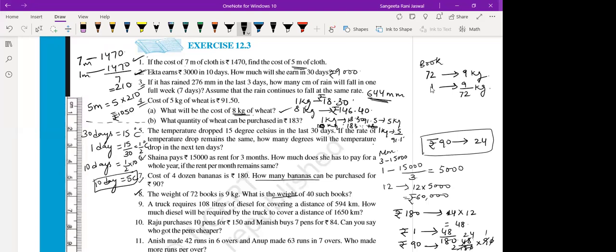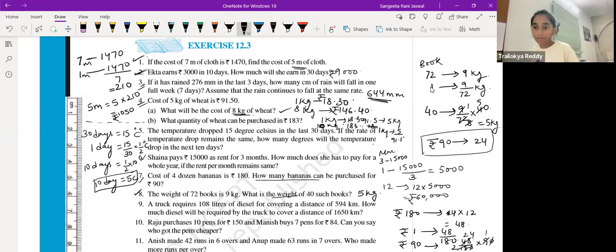Yes, Harshit, you were asking this question. And then what is the weight of 40 such books? So for 40 books, the weight will be how much? 9 by 72 into 40. So 9 eights are 72. So this is 9 ones are 9, and 8 fives are 40. So that means we have got 5 kgs. So the weight of 40 books will be 5 kgs. Understood now, everyone, children? Yes, ma'am.